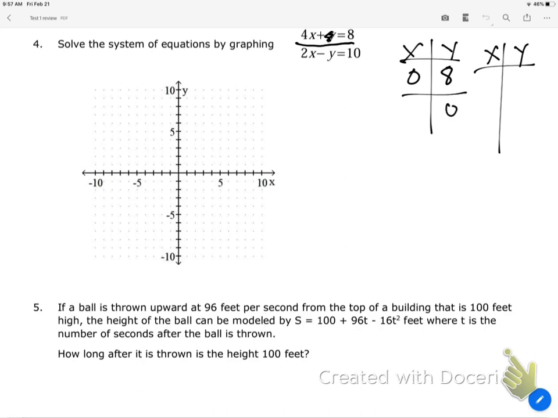Divide both sides by 4. Okay. Right, let's plot that. Y equals 8, x equals 2. Hopefully a nice straight line. That's not too bad. Right, the next one. When x equals 0, negative y equals 10, so positive y equals negative 10. Okay, when y equals 0, 2x equals 10, so x equals 5.